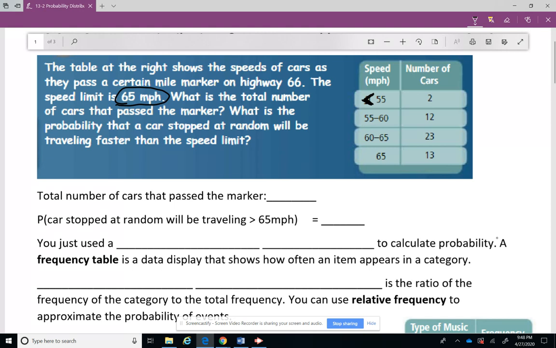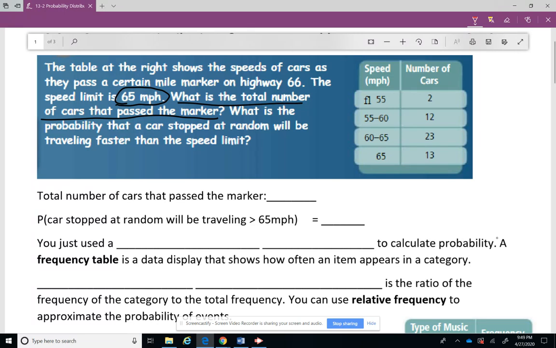Some cars were going less than 55. There were 2 cars. There were some cars going in between 55 and 60. There were 12 cars. Between 60 and 65 miles per hour, there were 23 cars. And going 65 miles per hour, there were 13 cars. What is the total number of cars that passed the marker? So go ahead and add up all those cars and tell me how many cars passed the marker. It was a certain mile marker on Highway 66.